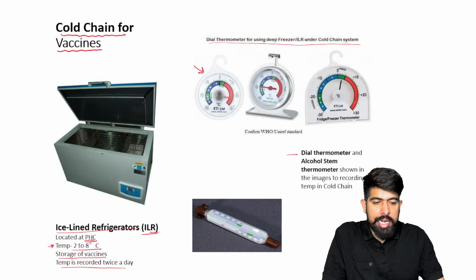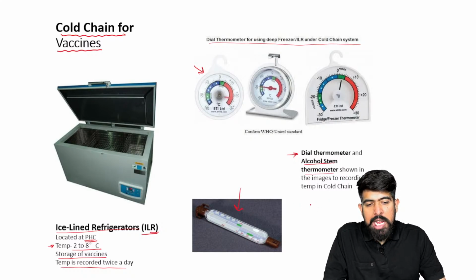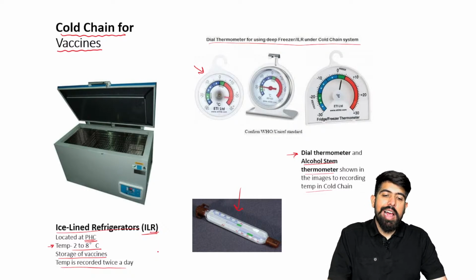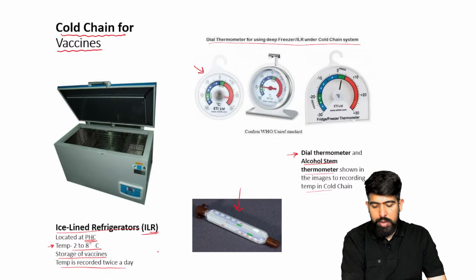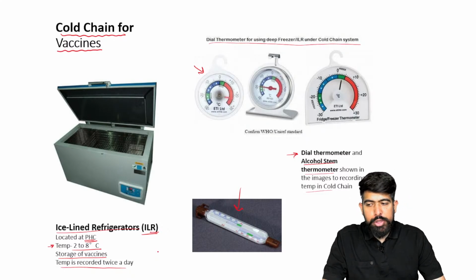Also, besides the dial thermometer, we have the alcohol stem thermometer. You can see it in the image also. This one is your alcohol stem thermometer, which is shown in the image, right? This is also used the same way. We will put this alcohol stem thermometer inside this ice-lined refrigerator, and we'll get the temperature inside this ice-lined refrigerator, right?